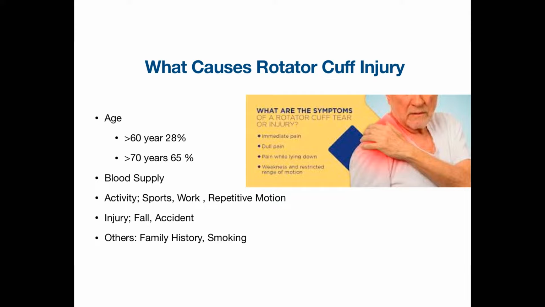There are some other factors. Of course, smoking is one of those factors, and then family history. Family history can be strongly related to rotator cuff tears as well. I'll frequently see a family member whose father or sister may have had a rotator cuff tear, and they also have one. So there's an association there.